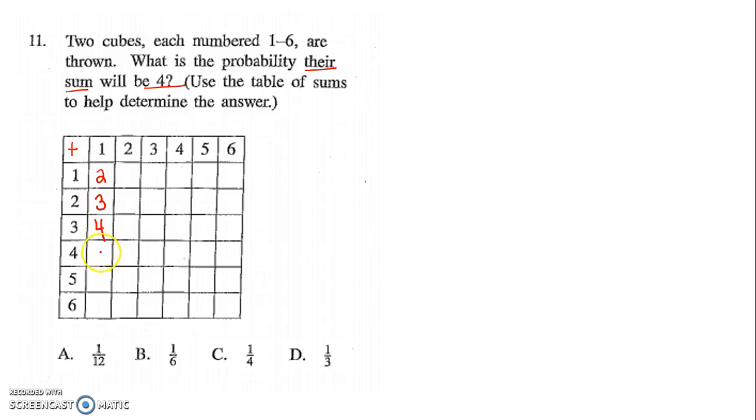Maybe you rolled a 1 and a 4. 1 plus 4 is 5. Maybe you rolled a 1 and a 5. 1 plus 5 is 6. Maybe you rolled a 1 and a 6. 1 plus 6 is 7.